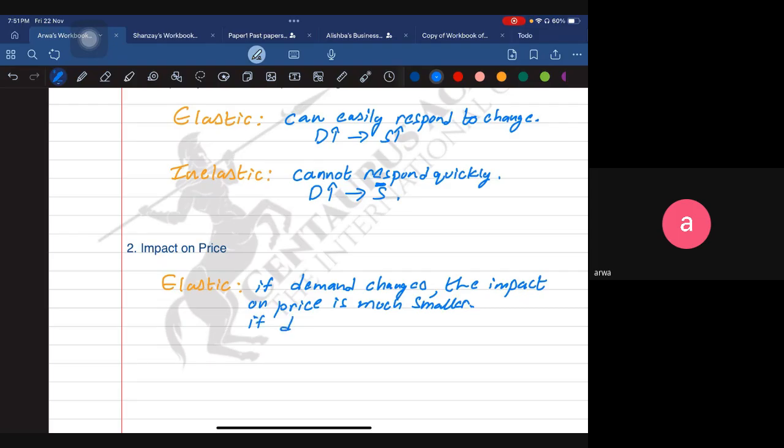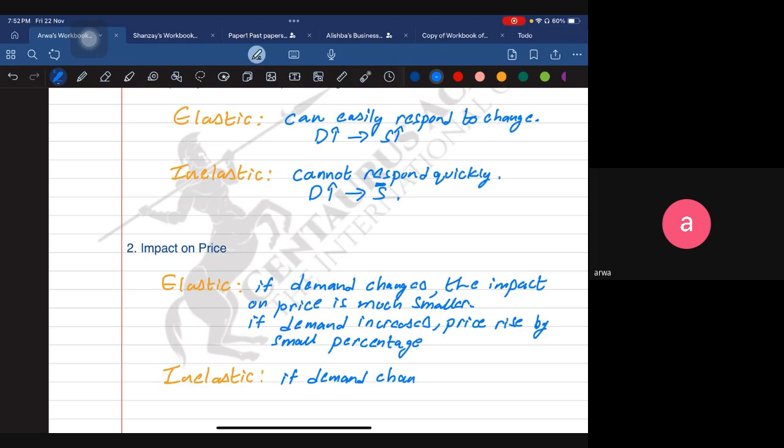If demand increases, the price rises by a smaller percentage because the supply is catering to that demand. If the supply was not able to cater to that demand, then the price would have increased too much.